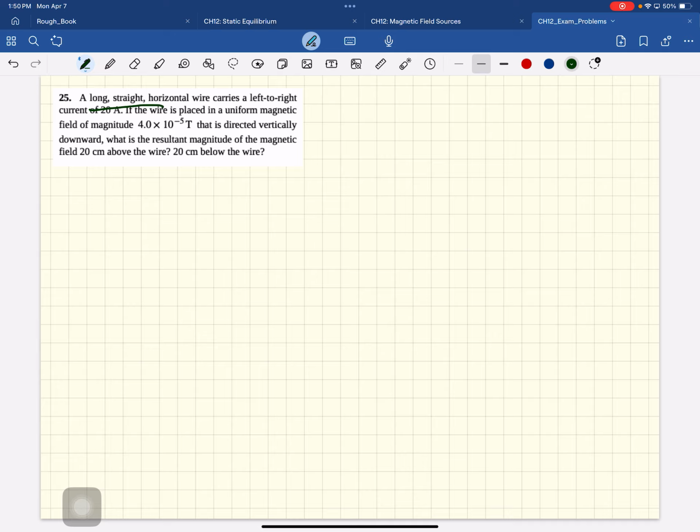A long straight horizontal wire carries a left to right current of 20 amps. If the wire is placed in a uniform magnetic field of magnitude 4 times 10 to the minus 5 Tesla, so this is the Earth's magnetic field, that is directed vertically downwards, so near the poles. So here in this room, the magnetic field is like that. If you go near the magnetic poles, the field will be pointing like that.